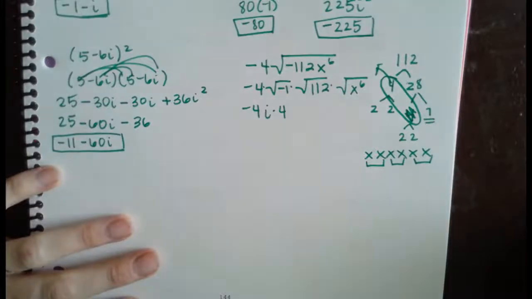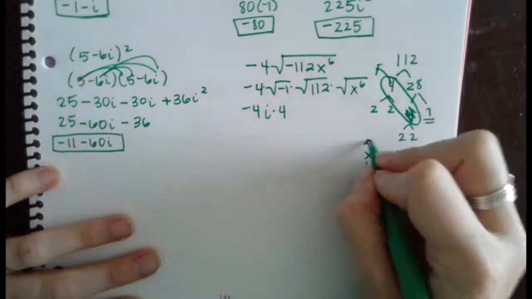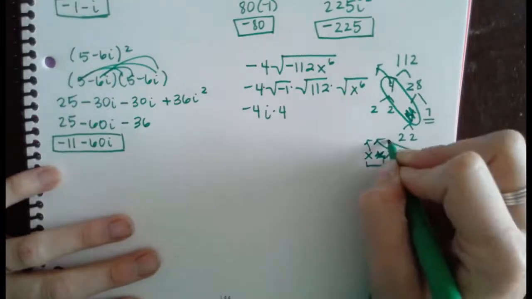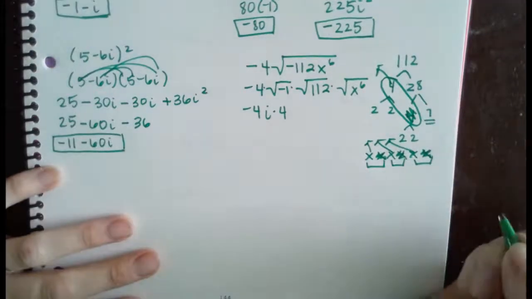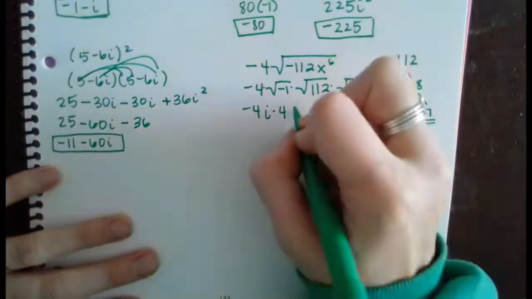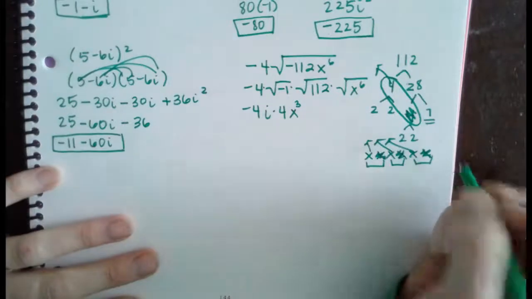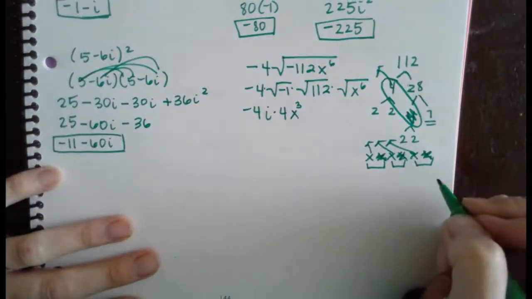We need to combine this and rearrange because this is sloppy. Multiply your coefficients. -4 times 4 is -16. Then put your variable next, and then your imaginary, followed by your radical.